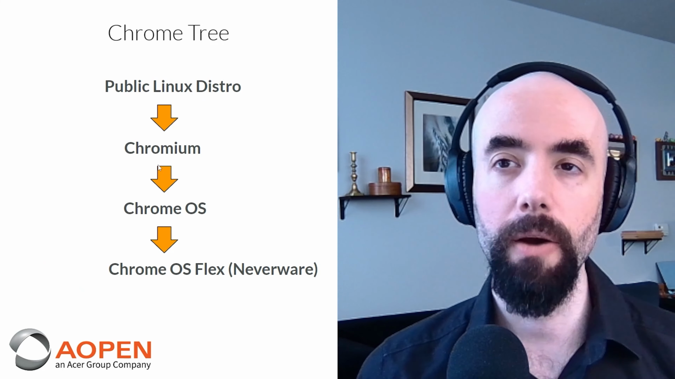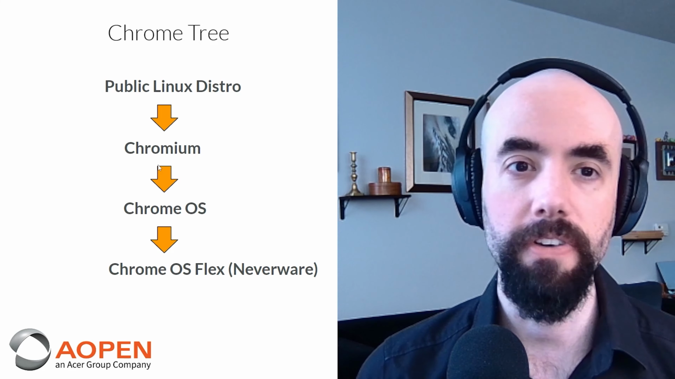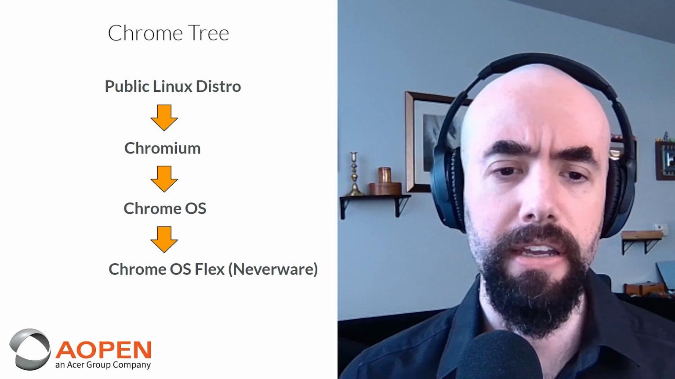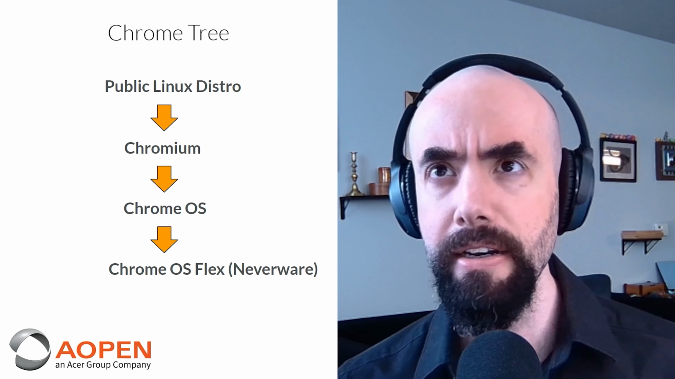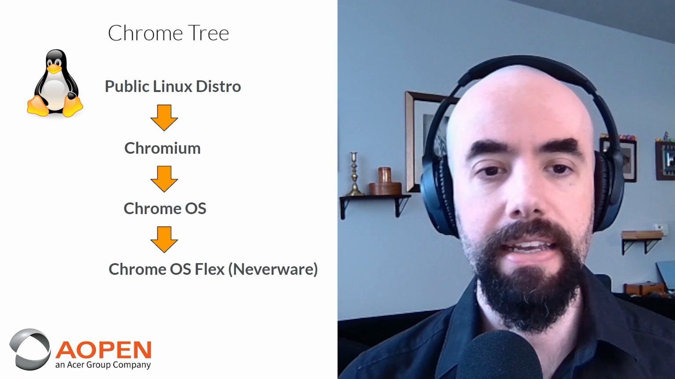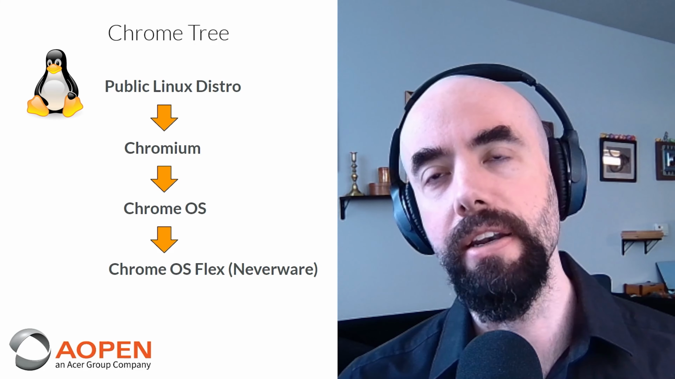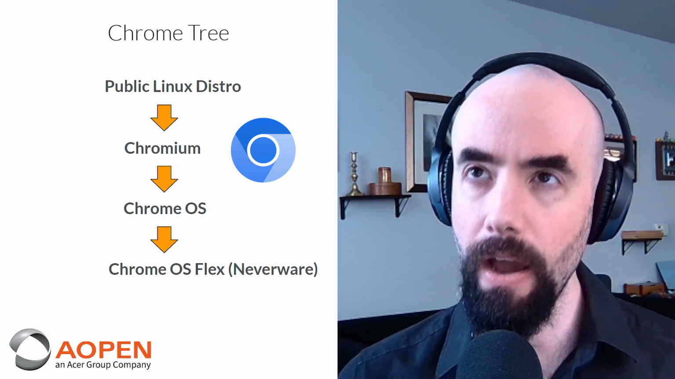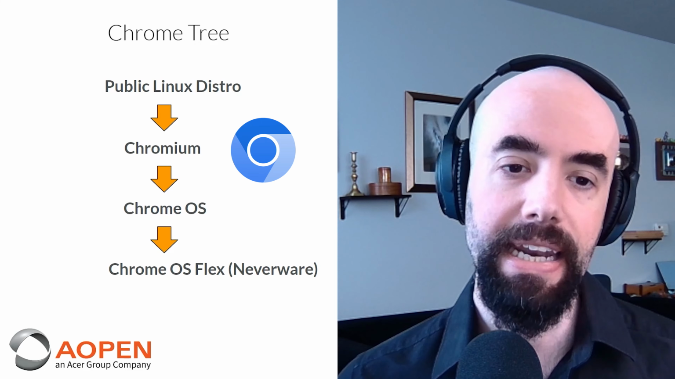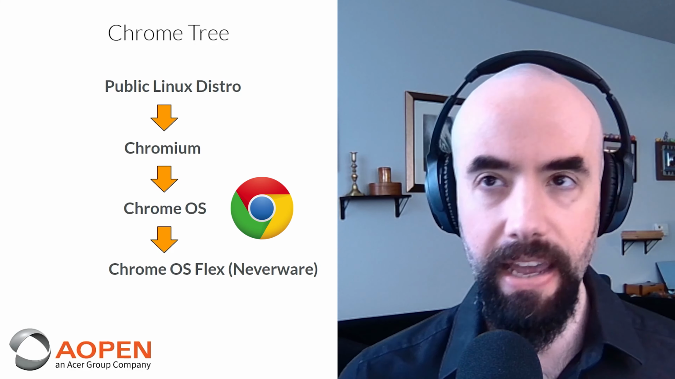Let's talk about where it came from and the primary features. So Chrome OS, if you don't know, is based off of this tree that gets created. The public Linux distro is an open source distribution of Linux, and that gets turned into a distribution called Chromium, which is again open source. And then the Chromium open source project gets made into Chrome OS as we see it in the education market.